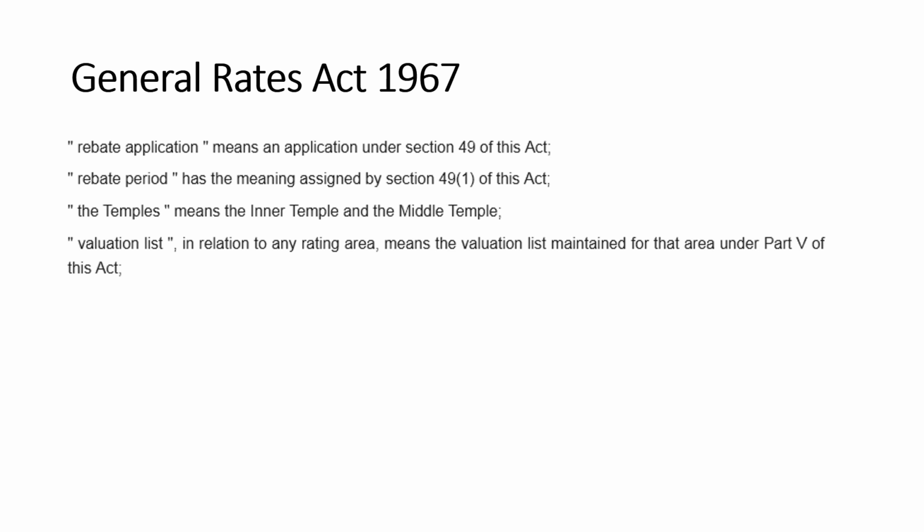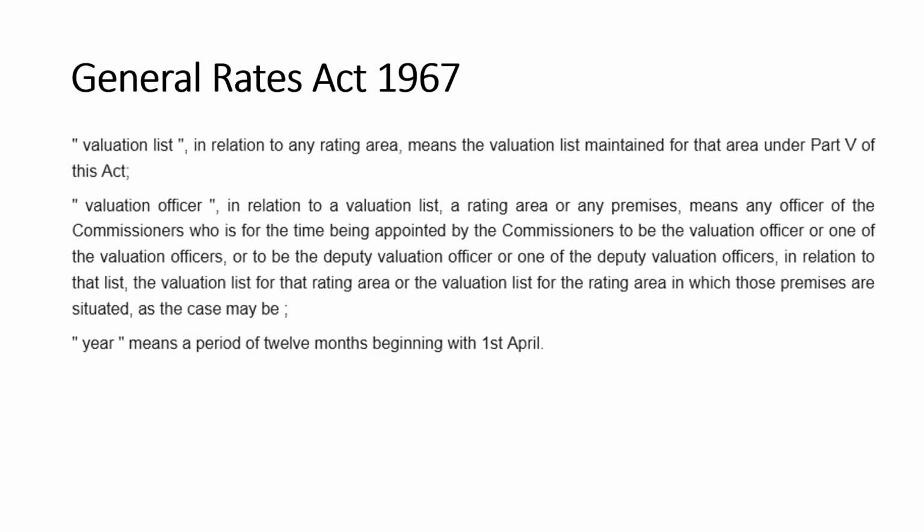Valuation list in relation to a rating area means a valuation list maintained for an area under Part V of this Act. Again, we now know that that doesn't apply to us. Valuation list in relation to any rating area means a valuation list maintained under the area. Again, it doesn't apply to us. Valuation officer in relation to a valuation list. So that would mean now we could potentially build a claim against the valuation officer in the valuation band, the VOA office, which I've discussed earlier in a previous presentation.